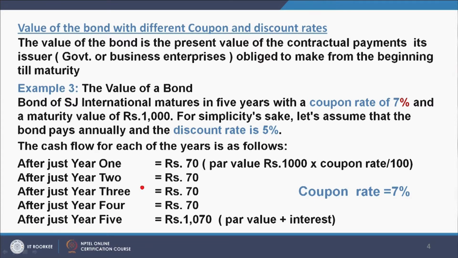The cash flow for each year is as follows. After 1 year, you get 70 rupees as interest, that is par value 1000 into coupon rate divided by 100, where the coupon rate is 7%. So, this is 0.07 into 1000, which is 70 rupees. After 2 years 70 rupees, after 3 years 70 rupees, after 4 years 70 rupees, and after the 5th year this is 70 plus 1000. So, it becomes 1070, which is par value plus interest.